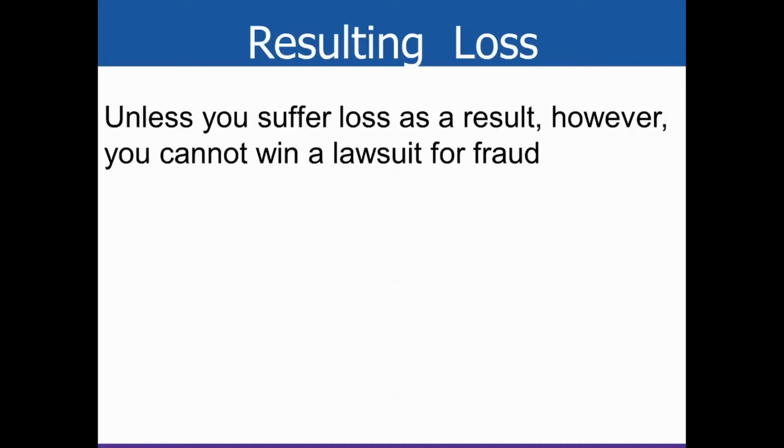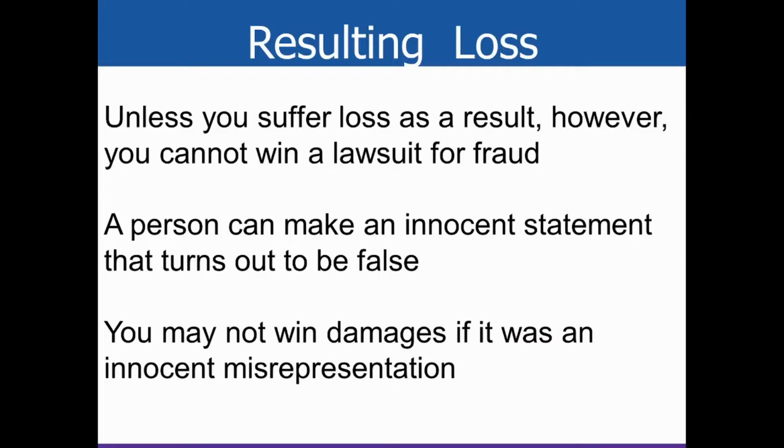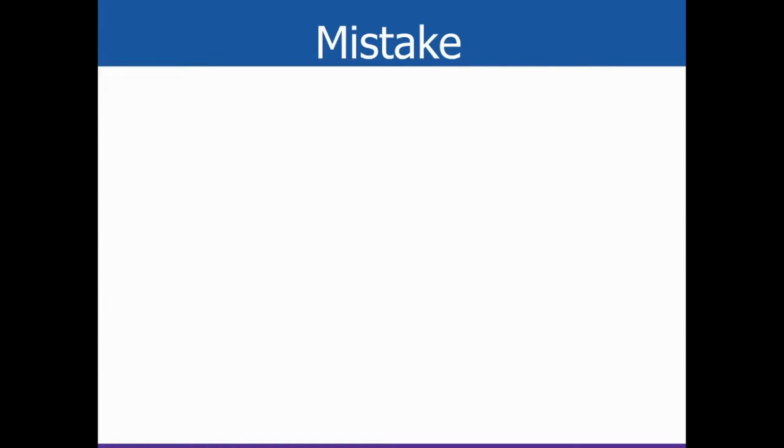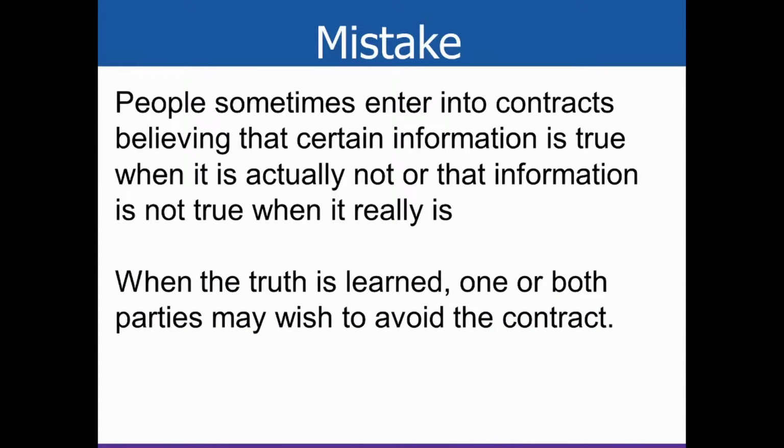So I can get rid of the contract. A person can make an innocent statement that turns out to be false. So Dan makes a comment about it, but it's just a statement that he's making. You may not win damages if it was an innocent misrepresentation. What about a mistake? People sometimes enter into a contract believing that certain information is true when it is actually not, or that information is not true when it really is. When the truth is learned, one or both parties may wish to avoid the contract. My PowerPoint just kind of combined everything.